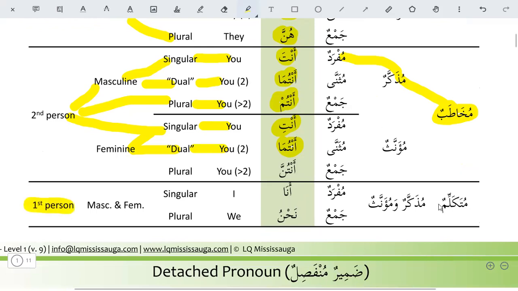And the first person, we call it mutakallim. For masculine and feminine singular, I, for both we use ana. First person, either masculine or feminine, we use ana. And if it is plural, then we use nahnu. Ana and nahnu we use for male and female, for masculine and feminine.